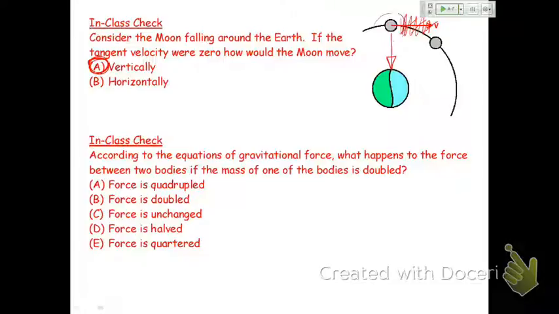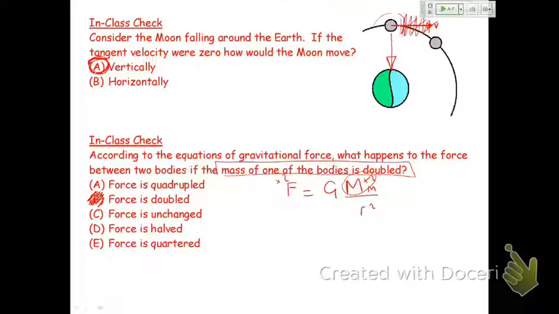According to the equations for gravitational force, what happens to the force between two bodies if the mass of one is doubled? So F is equal to big G, big M, little m, over R squared. I think the easiest way to do these is to say, okay, I'm only changing one thing: the mass of one of the bodies is doubled. So just go around and say times 2 for that one. If I multiply that by 2, I've got to multiply the force by 2. So my force is doubled.